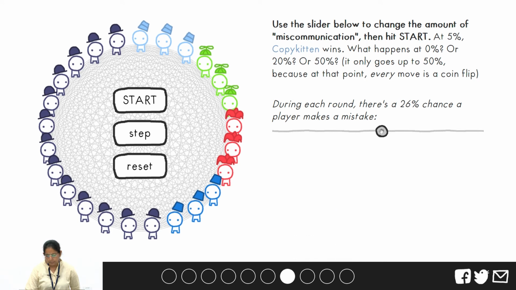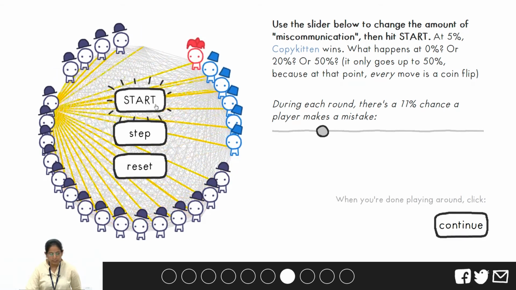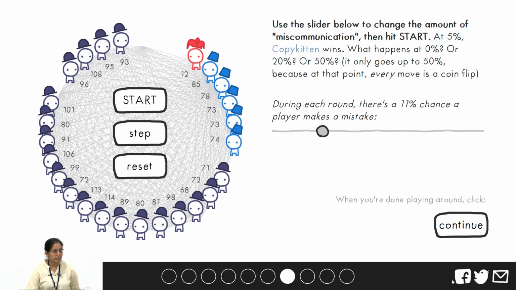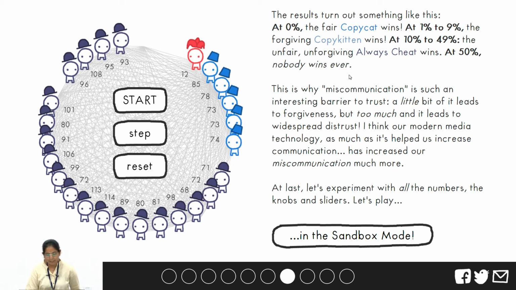This is something that I think is best played around with individually. So I would say stop at the screen and check out what happens at different levels of probabilities of error. I don't want to spoil the outcome for you. Just try and see what happens at different levels of error.